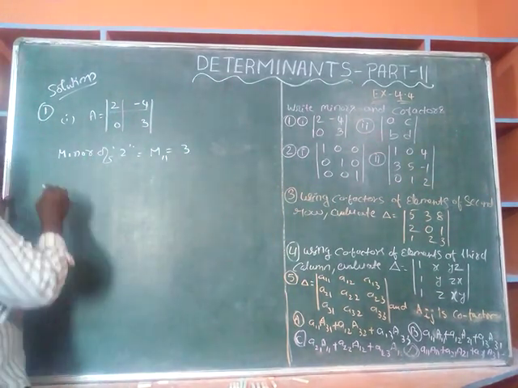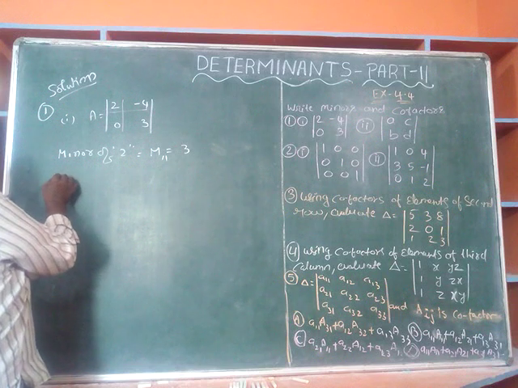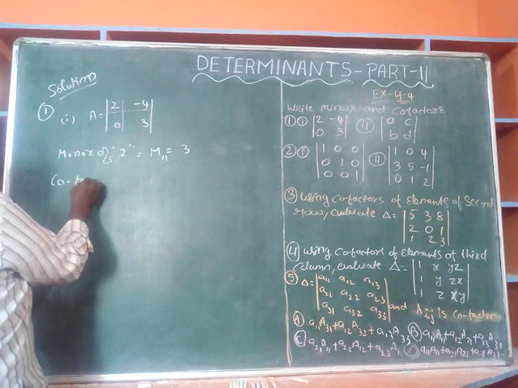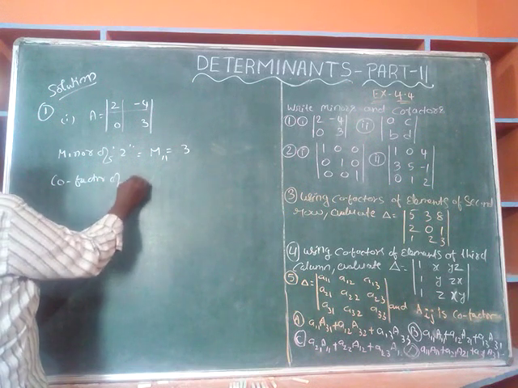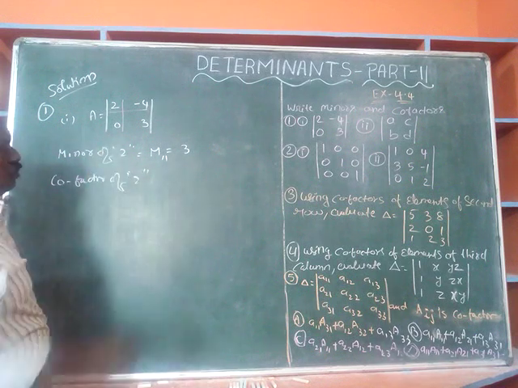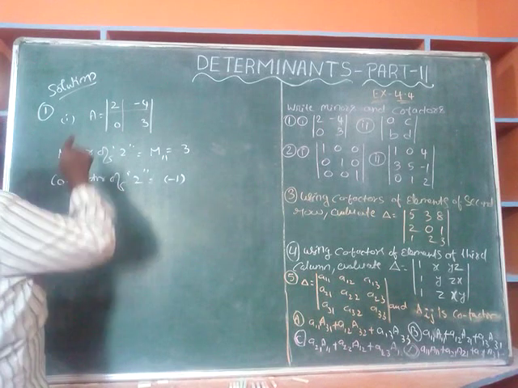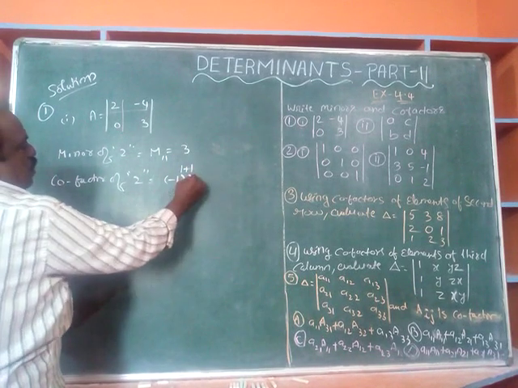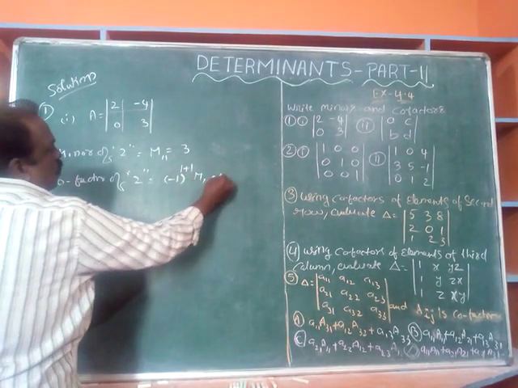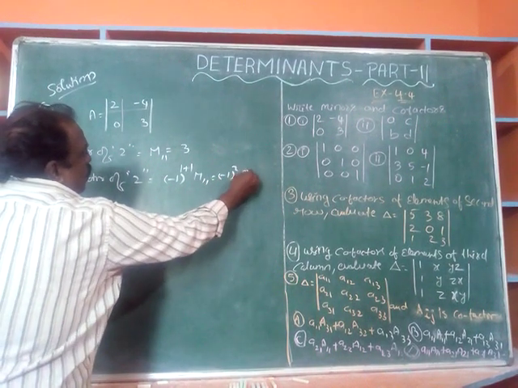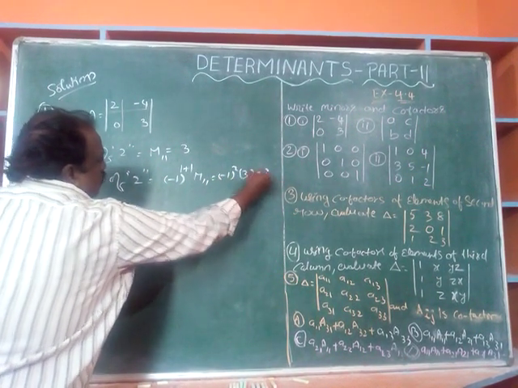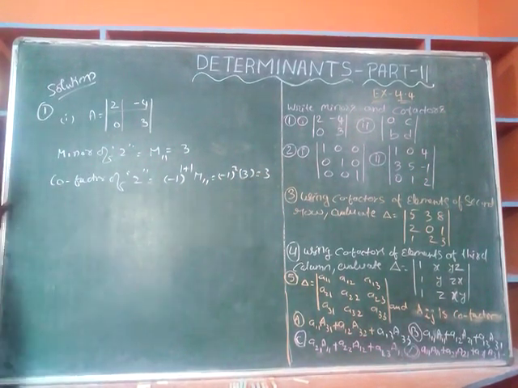Here only, the cofactor of 2, I want to solve. What is the position? The 2 is in position 1 plus 1, and M11. It is -1 square and it is 3. So it is 3. Already we discussed.